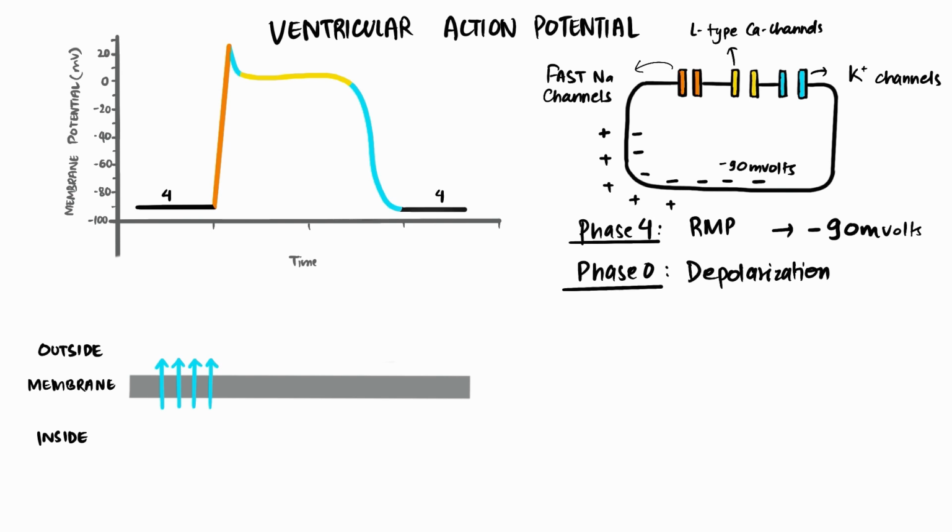Phase 0, depolarization. This beginning of the action potential is caused by opening of fast sodium channels. This allows sodium ions to enter the cell. Now, because there are more positive ions flowing in, the membrane potential rises. This causes the rapid upstroke as seen here, and the membrane potential reaches about plus 20 millivolts. But as these are fast sodium channels, they close quickly.